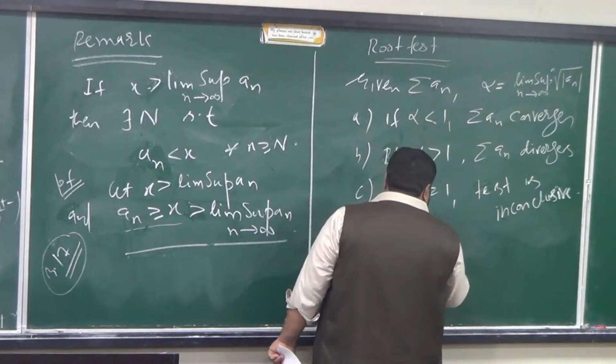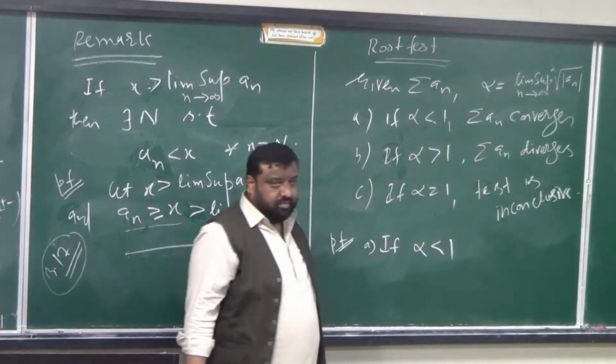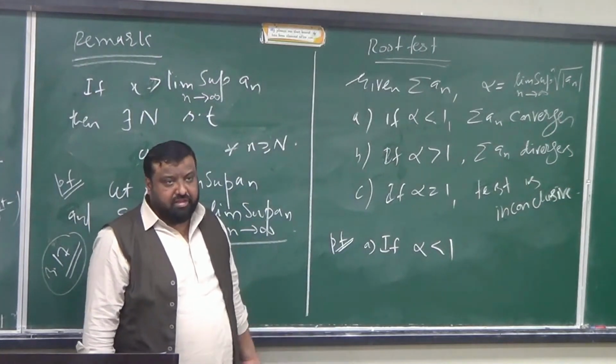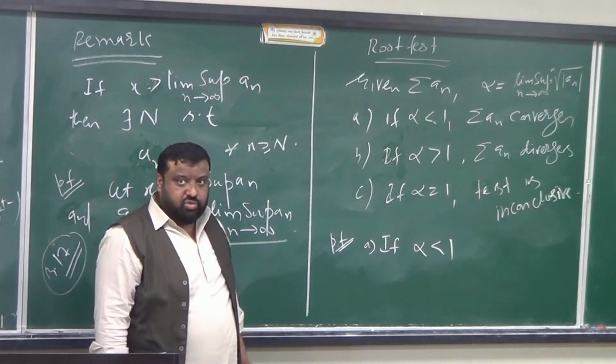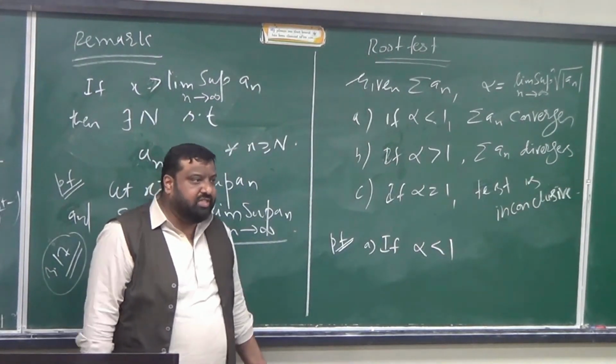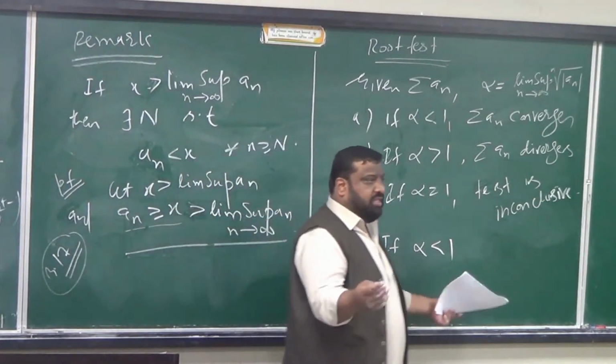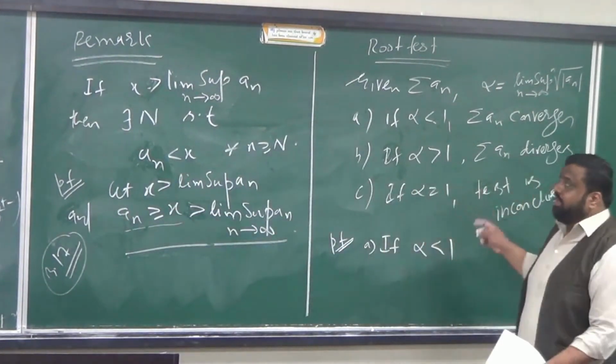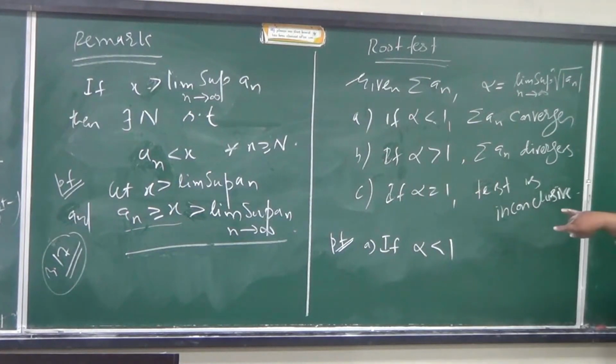So if alpha is less than 1, keep in view what alpha is: the limsup. So limsup is something smaller than something actual. What does it mean? Just basically use the theorem remark: if something is bigger than the limsup, there must be an instant after which all terms of the sequence are going to be smaller than that.